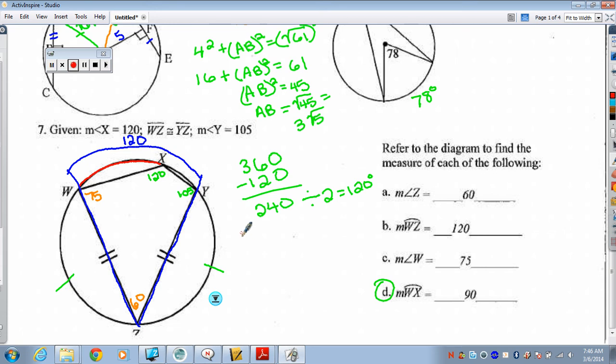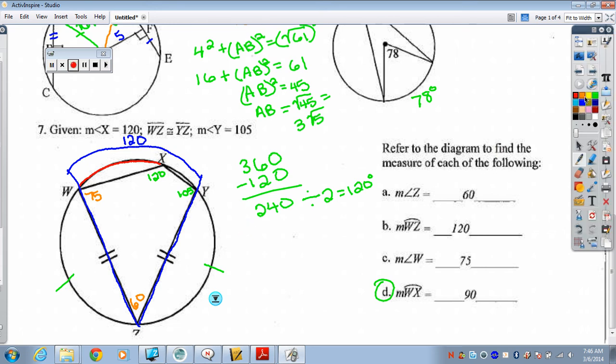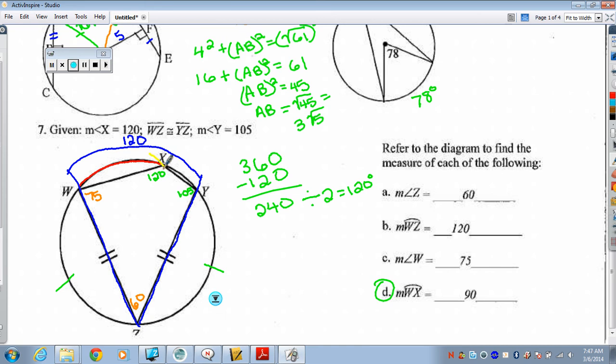And I know that if I look at angle Y, here's Y right here. Angle Y is 105 degrees. And it makes arc ZWX. So it's going to go all the way around the circle like this to ZWX. So if I add arc WX plus arc ZW, I know I'm going to get 210 degrees. So because this angle is 105, this arc is 210 degrees.